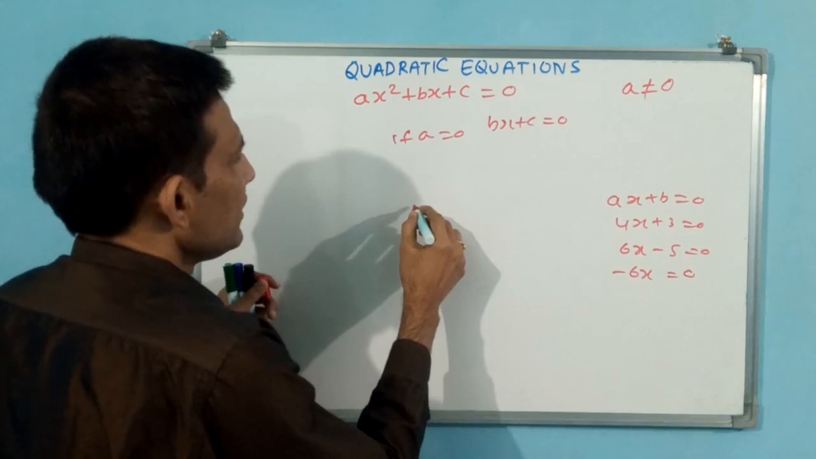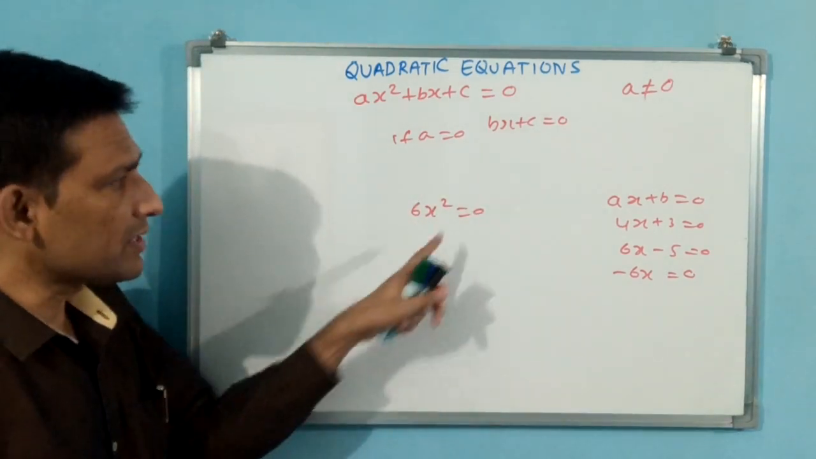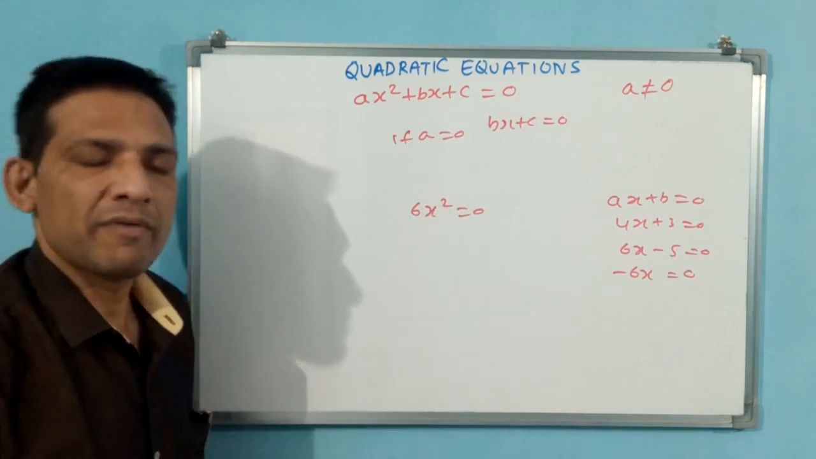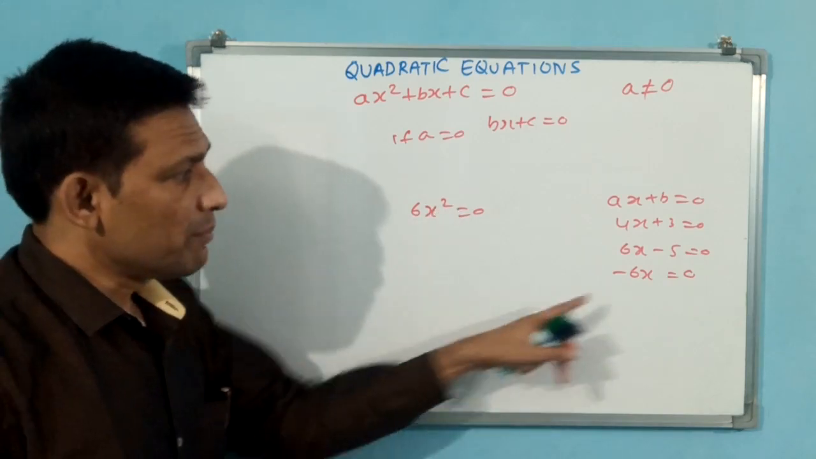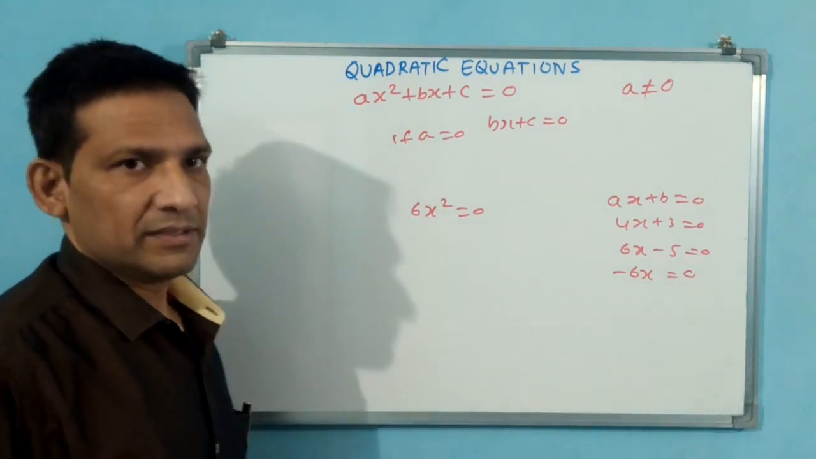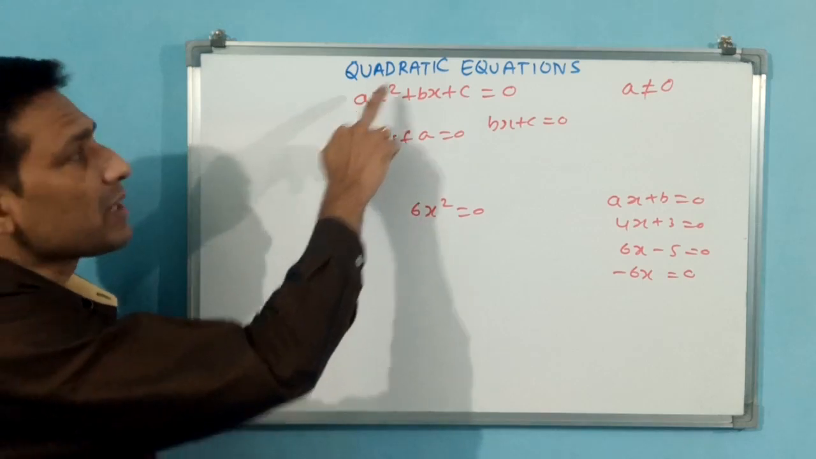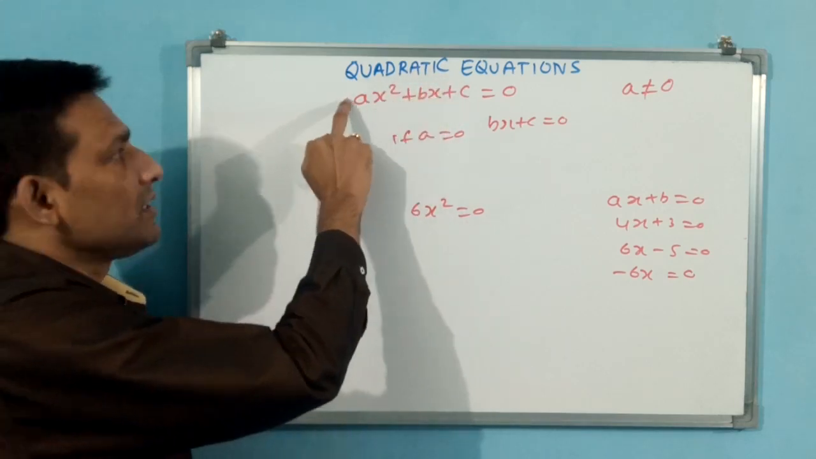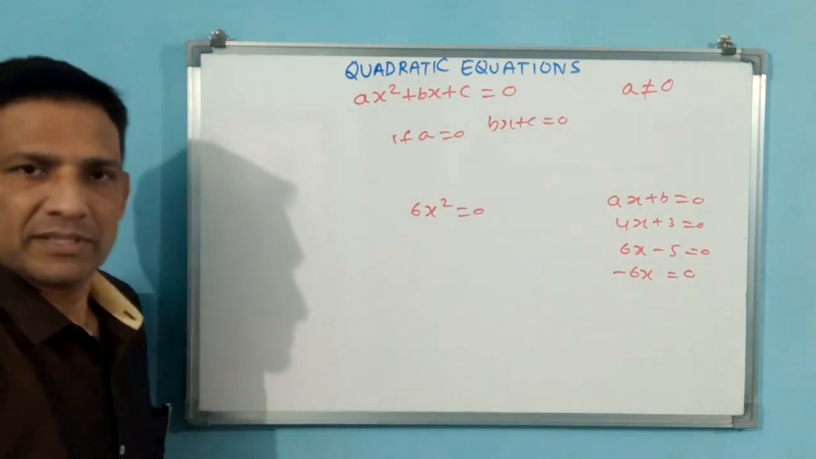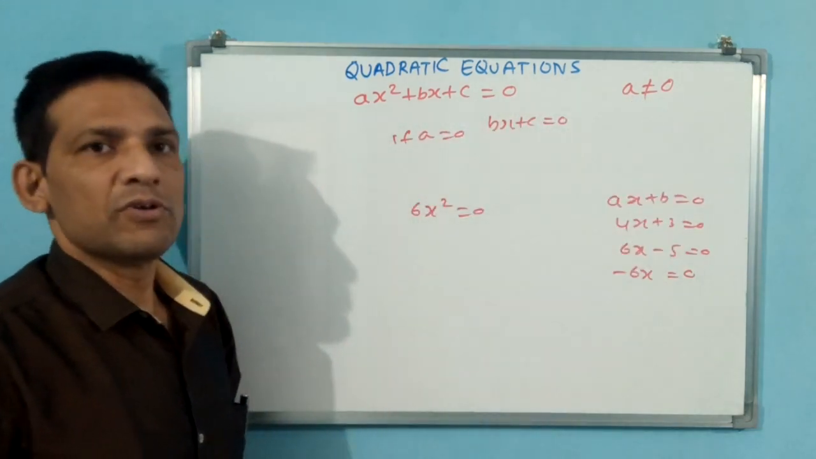Here b is 0, c is 0, okay, no problem. You see here 6x square is equal to 0. This is quadratic equation only. Why? Because equal to symbol is there, x is having power 2. That's all. But here these are not quadratic equations. These are linear equations. You understand, na? That means condition for becoming quadratic equation is normally ax square plus bx plus c we will write, but even though you have to write a is not equal to 0 also.